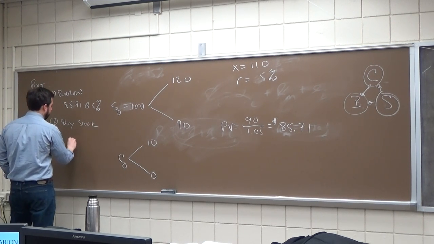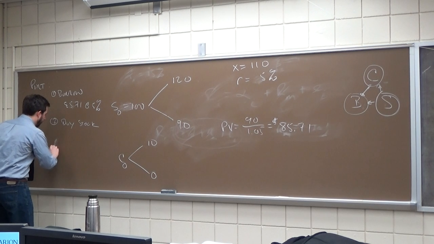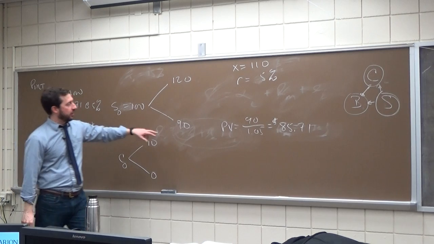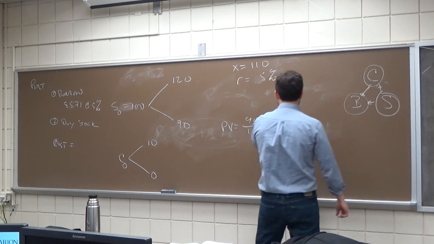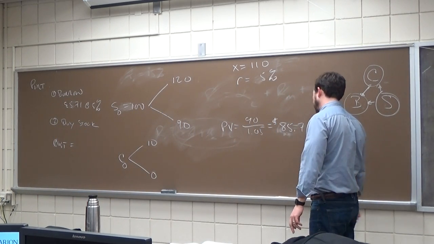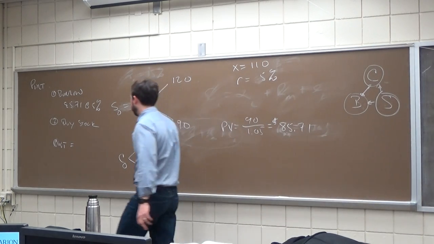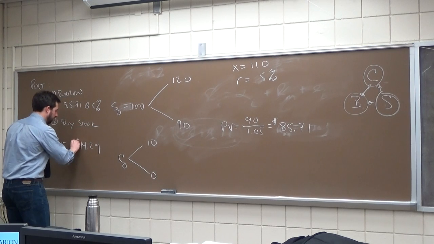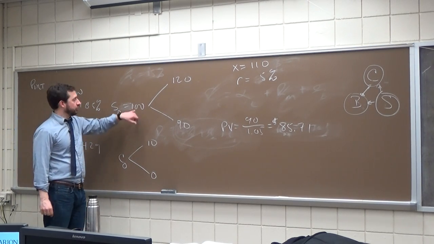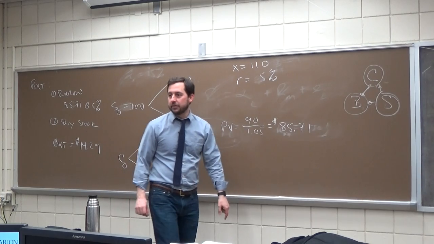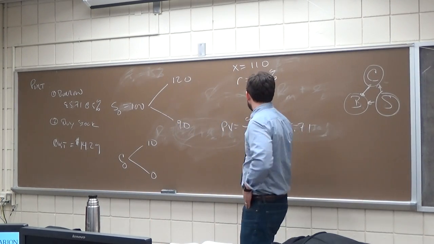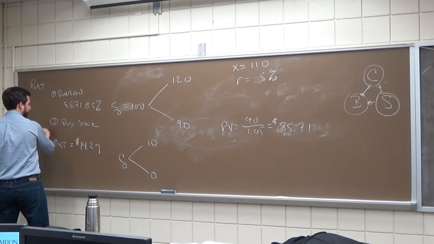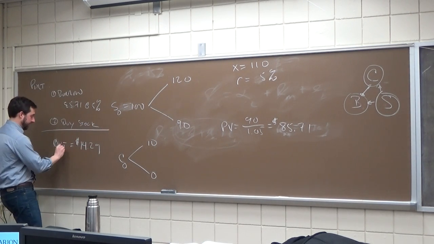Right? So what is this net? The cost of the portfolio is what, 85.71. So what is that, 14.29? In other words, 100 minus 85.71? Yeah. Good. So in other words, this portfolio is going to cost us $14.29 at time zero. This is cost at time zero.